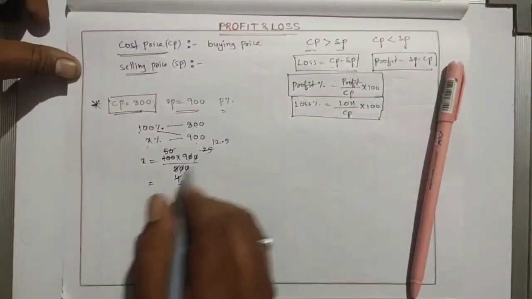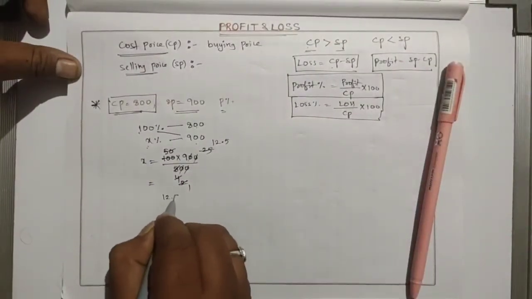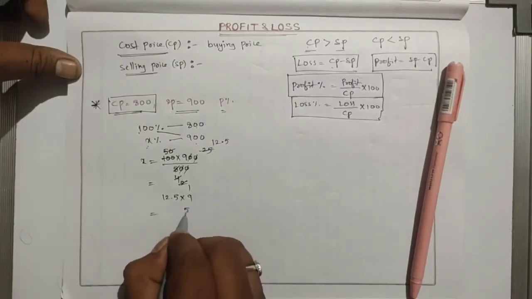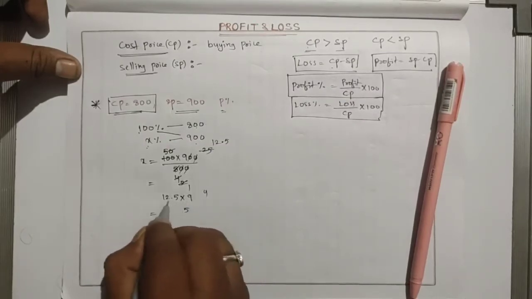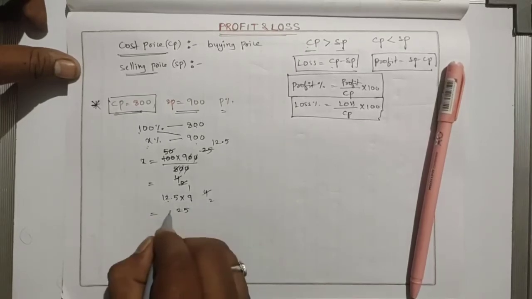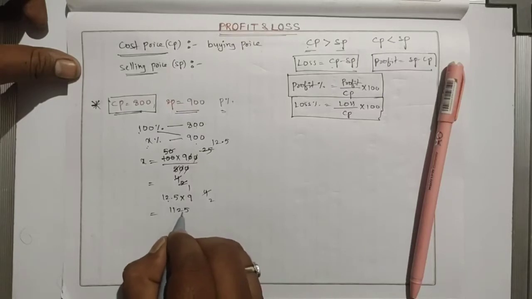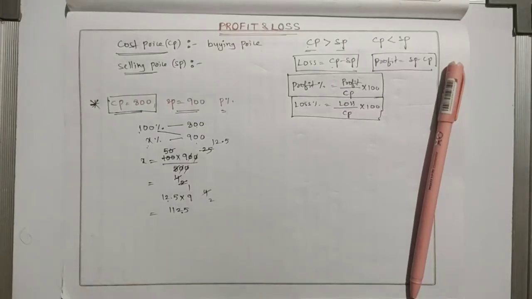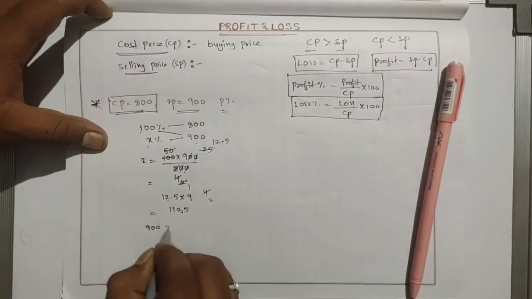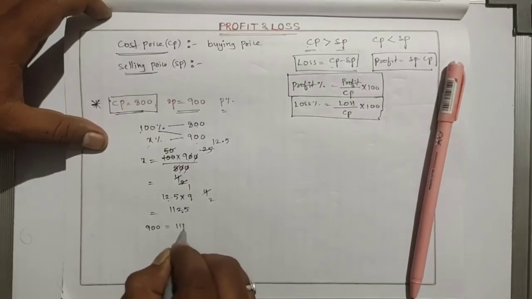Here we get 12.5 into 9. It becomes 9 5 is 45, carry 4, 9 2 is 18 plus 4 is 22, 2 carry 2, 9 1 is 9 plus 2 is 11. So we get here 112.5, means here 900 is equal to how much percentage we got here, that is the 112.5.